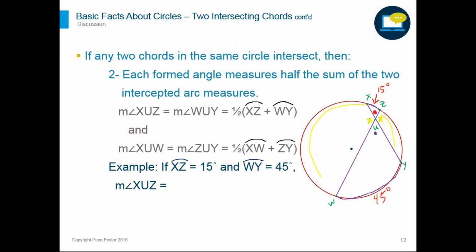How? Whenever you see that question, you're given two arc measures. They happen to be the arcs that both vertical angles intercept. Then right away, you're going to think about this fact to use. So let's use the rule. Measure of angle XUZ, that's an X, not an H, XUZ equals half the sum of the measures of XZ plus WY.